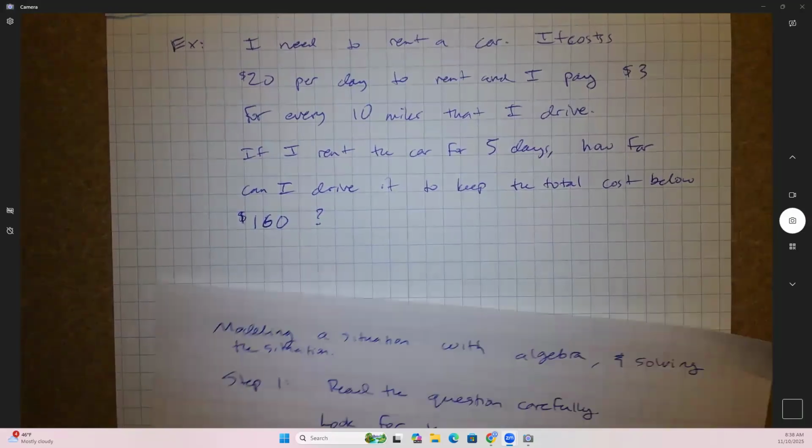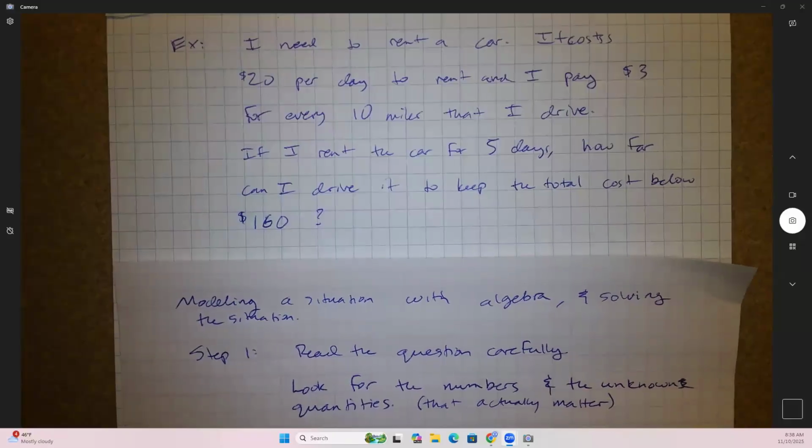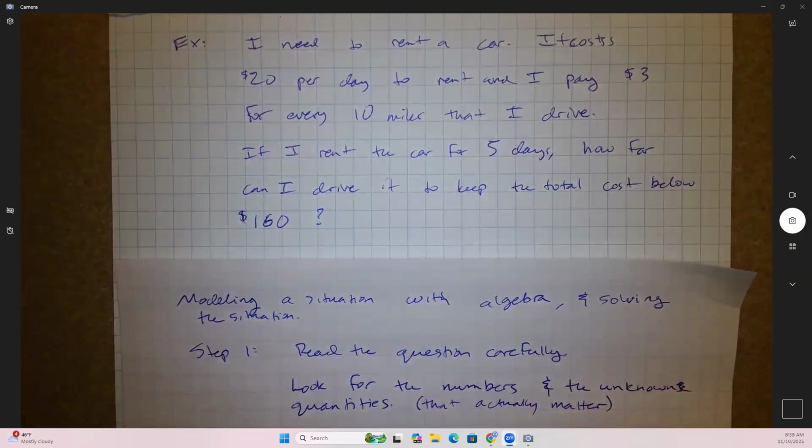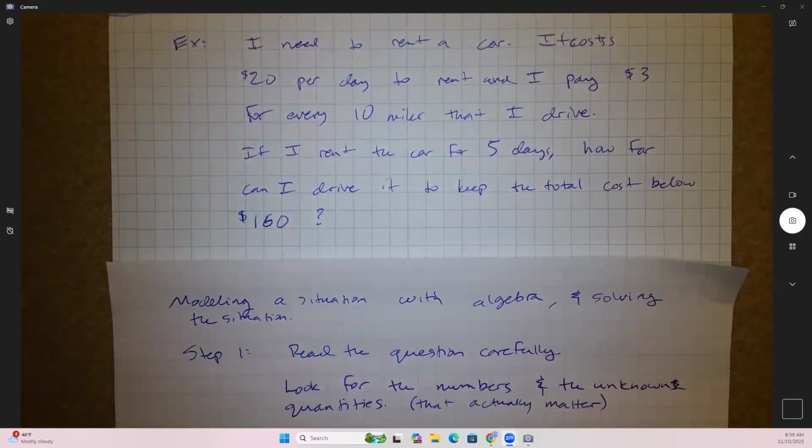All right, so let's approach this with our steps. We're gonna read the question carefully, looking for numbers and the unknown quantities. As you're writing it down, I noticed some of you are writing this down, that counts as reading it carefully. Right? When you write something down and you make sure you get all the words, that's a good way to read it carefully. In fact, if you struggle with the reading carefully piece and the question itself is not too long, write the whole question again. It's a good way to make sure you're actually reading it carefully.